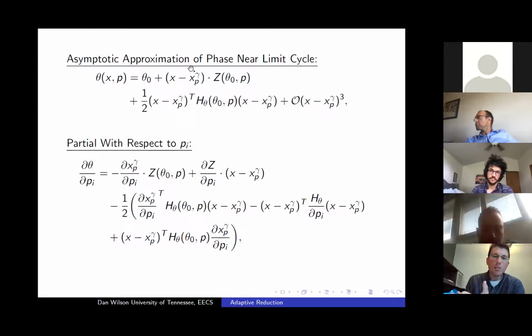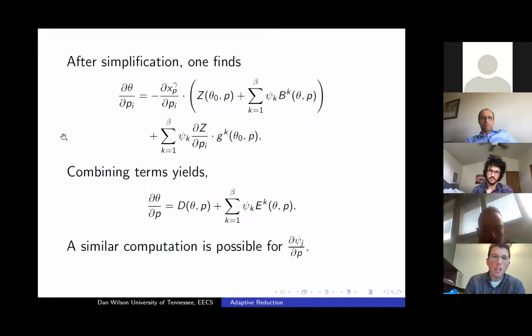If I take the partial of the underlying periodic orbit with respect to p_i, that's going to be non-zero here. And everything else follows like you would expect when you take partial derivatives. We can do some simplifications to represent that result in terms of functions that we already know, some first order, some second order terms.